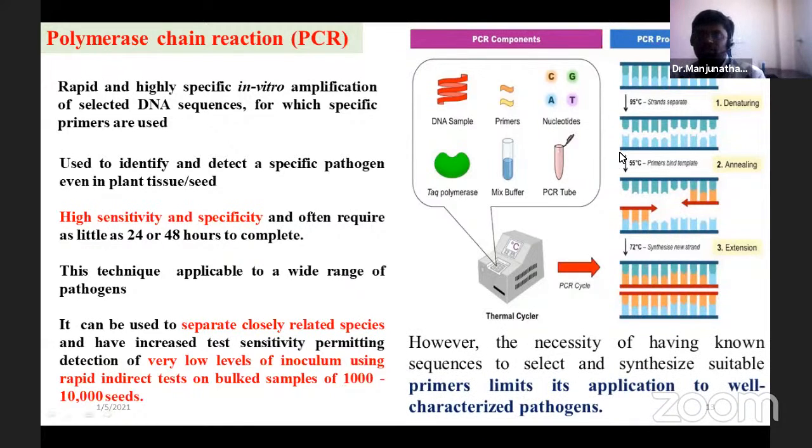However, it has one major disadvantage. When we go for this technology, we should have well characterized sequences for particular pathogens. Then only we can apply. If the sequence information is not known, it is difficult to identify with this method.